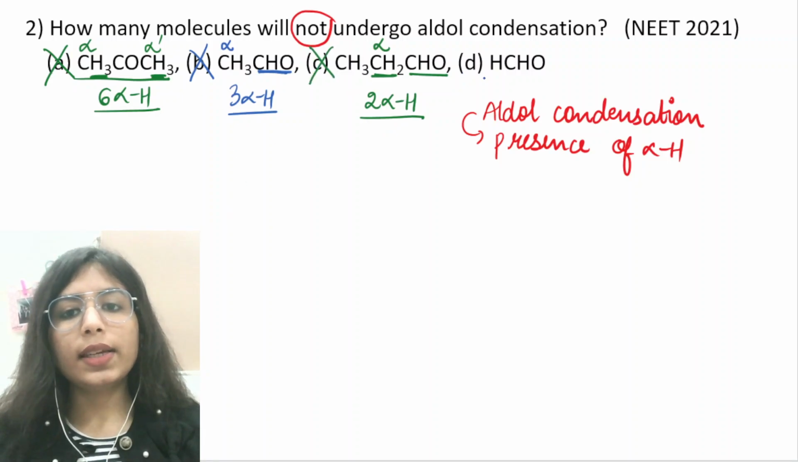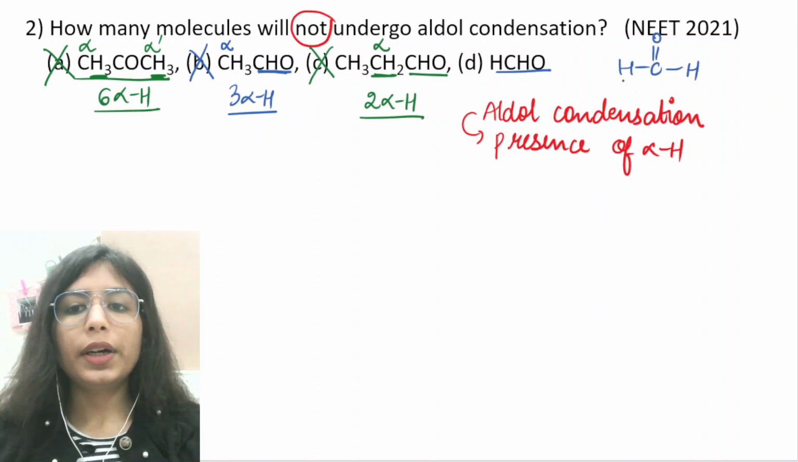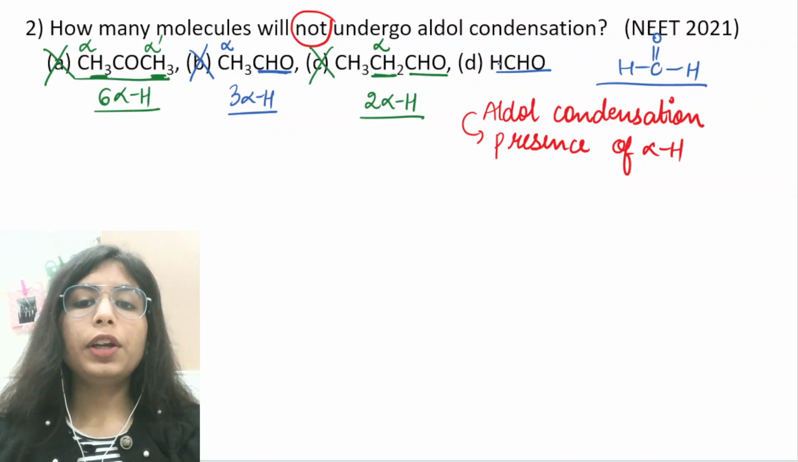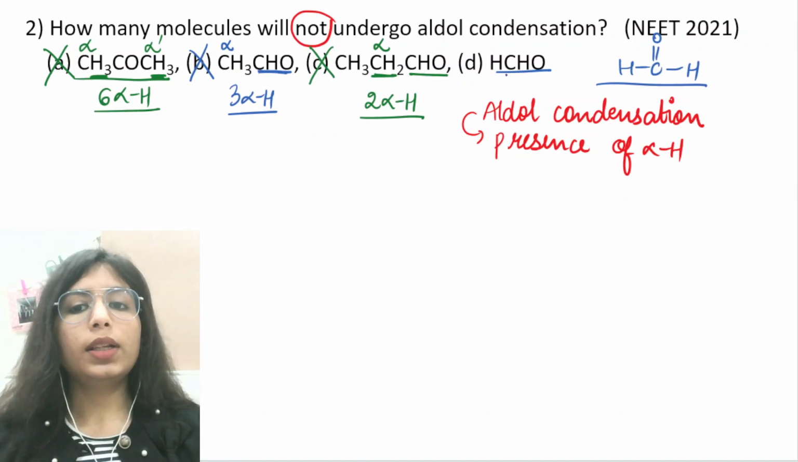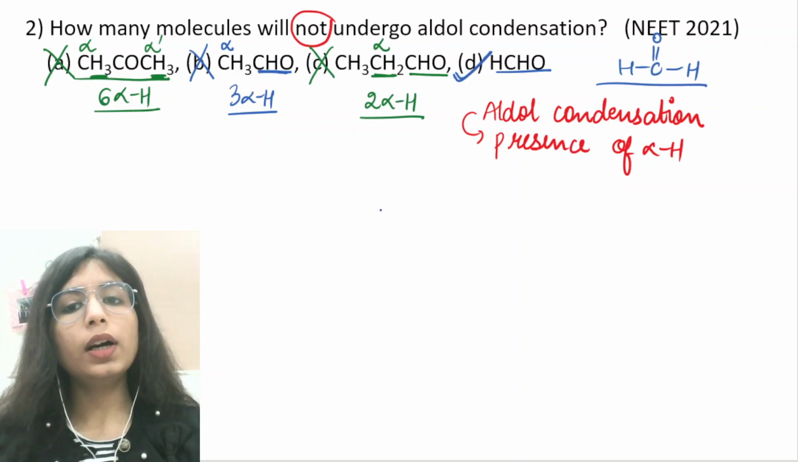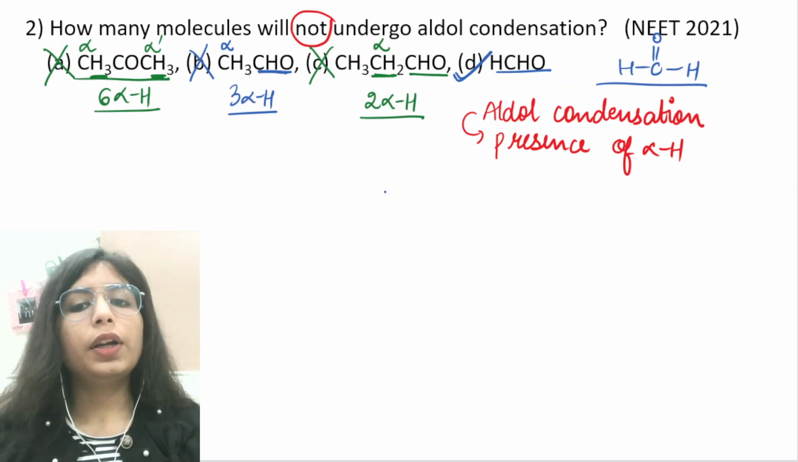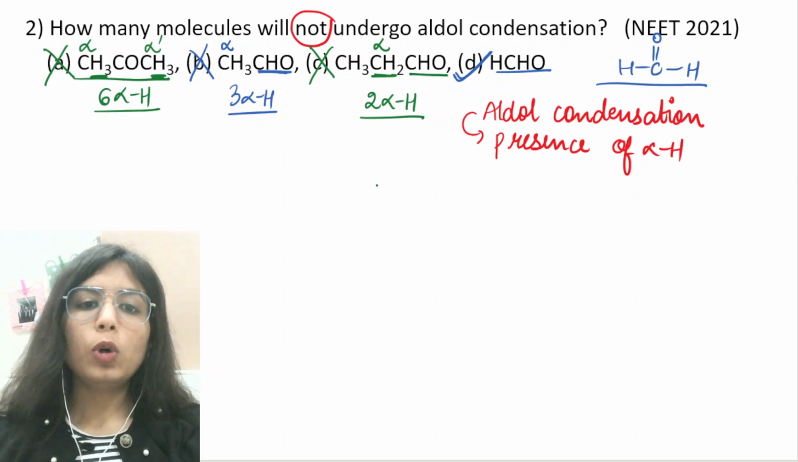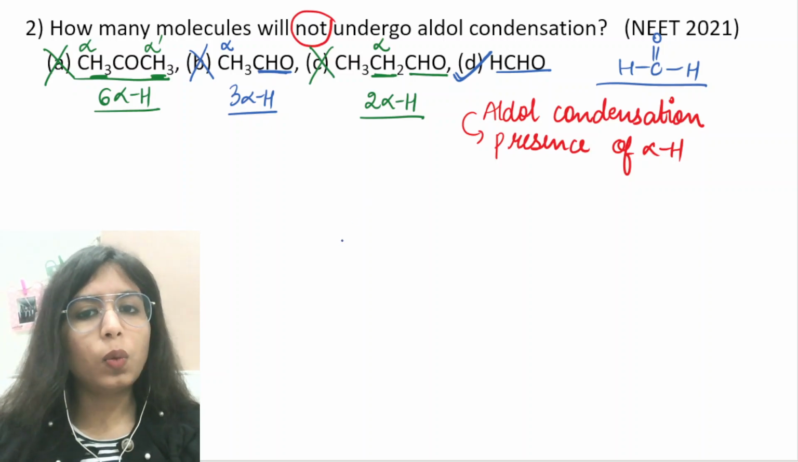Lastly, we have HCHO. HCHO is nothing but your formaldehyde, and here it does not contain any alpha carbon, and if there is no alpha carbon then there is no point of alpha hydrogen. So therefore it won't undergo aldol condensation reaction and hence this would be the correct option, right? So only HCHO will be the one which will not undergo the aldol condensation reaction. Alright, so I hope this question was clear to you. You just need to look at the prerequisites that are required for aldol condensation reaction.